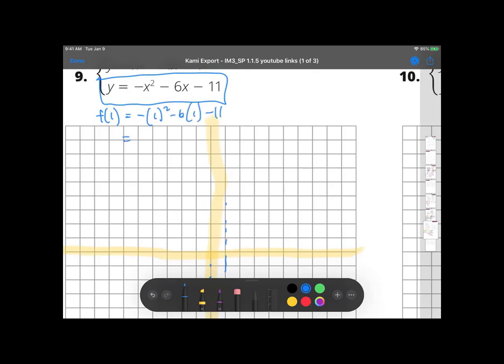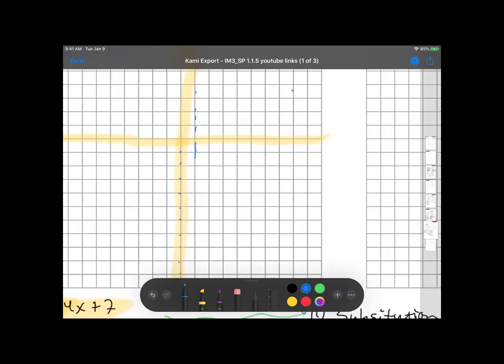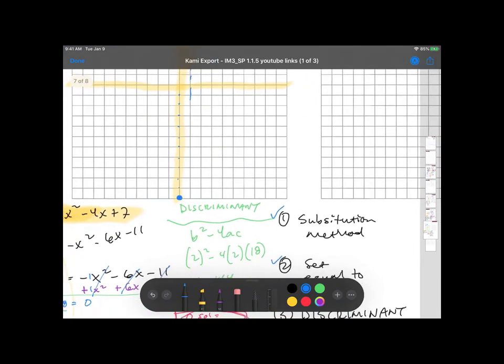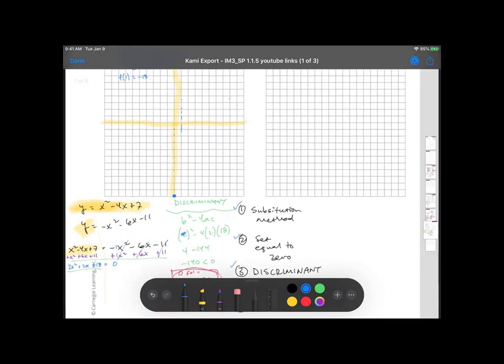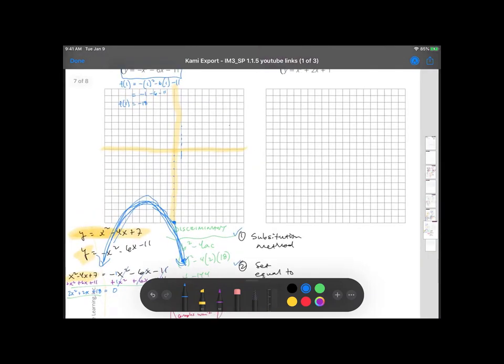I get 1 squared is 1, so the opposite of 1 is negative 1, negative 6 minus 11, so you get negative 7, negative 18. So you have 1 comma negative 18. What does it tell us? That means the next part of the graph is way down here. So my graph is doing something like this. Okay, that is the blue graph. Let's try the green graph or some kind of color. Let's do purple.